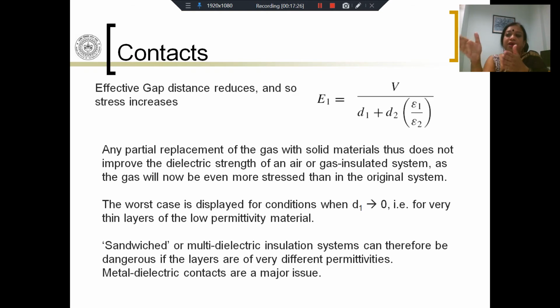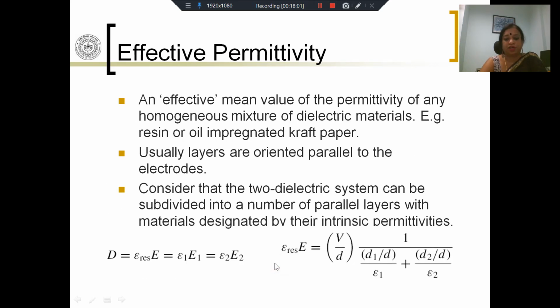You can try to grade the layers so that you have epsilon 1, then a little more than epsilon 1, then a little more than epsilon 2. This kind of situation is there, and we will talk about this later. These are called functionally graded materials. So right now the point I'm making is that you should not use materials with very disparate permittivities next to each other. Sandwiched or multi-dielectric insulation systems can therefore be dangerous if the layers have very different permittivities, and as I already explained, metal dielectric contacts can be cause for concern.